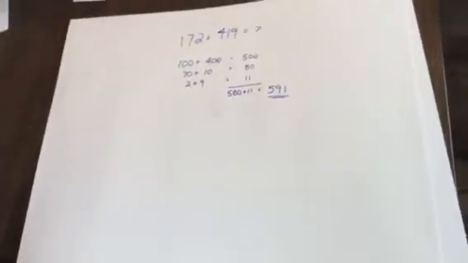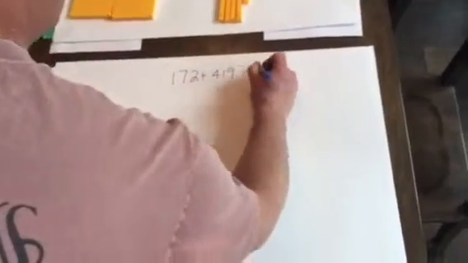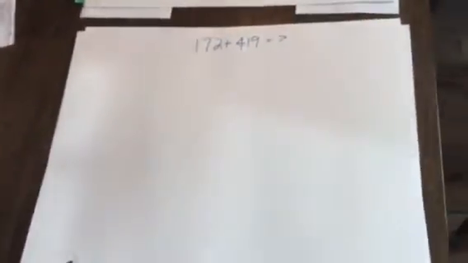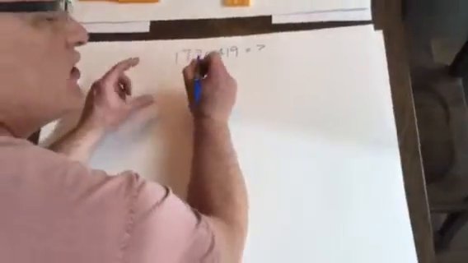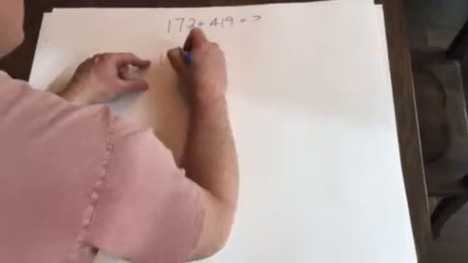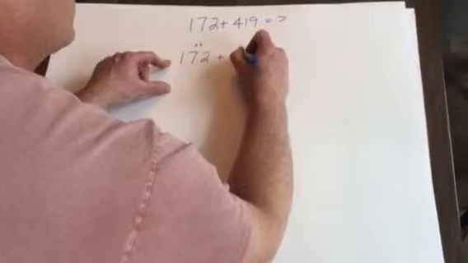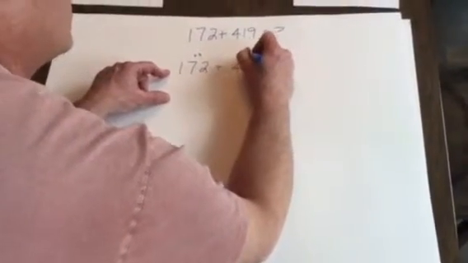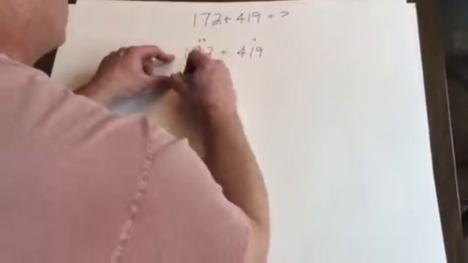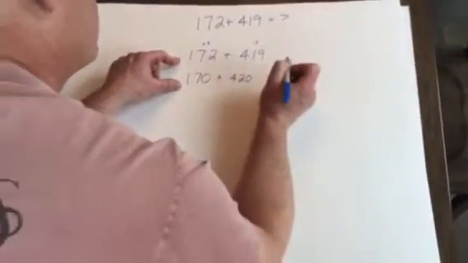Now, let's do a different way of doing this problem, this equation: 172 plus 419, but now let's look at compensating. What we're doing is making the numbers easier to add up in our heads. So 172, we're going to take away the 2. And 419, we're going to add a 1. So that makes it 170 plus 420.